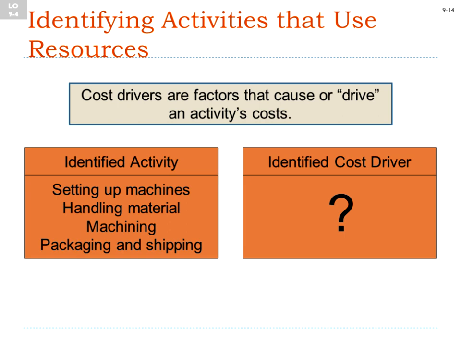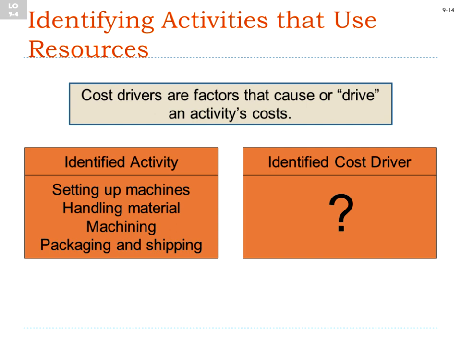So again, one of the things we need to do is identify activities. Here they've identified 4 different activities: setting up machines, handling material, machining, and packaging and shipping. These are activities, but they could also be departments, right? I mean, you could have a machine setup department, you could have a packaging and shipping department. So again, it's very similar to splitting costs by department like we've done in the past.